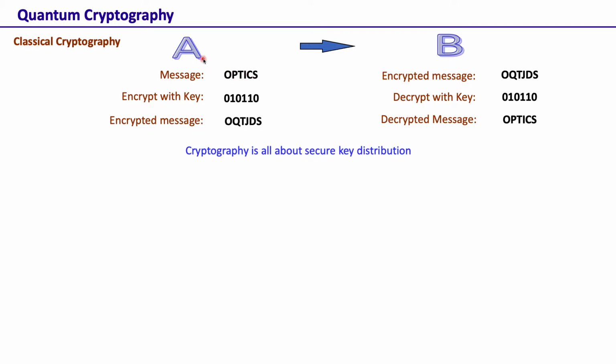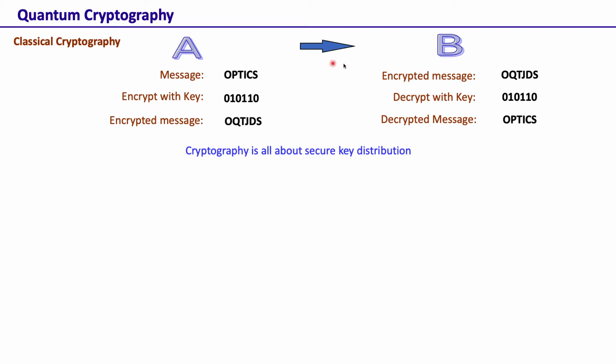Of course, when A and B come together, they can share a key, but in general A and B are at 2 distant locations, so before they can share a message, they have to share a key, and this key sharing needs to be done in a secure manner. So cryptography is all about secure key distribution.